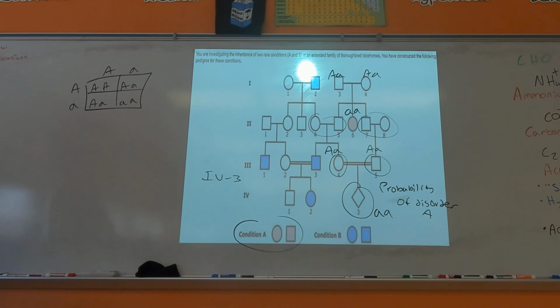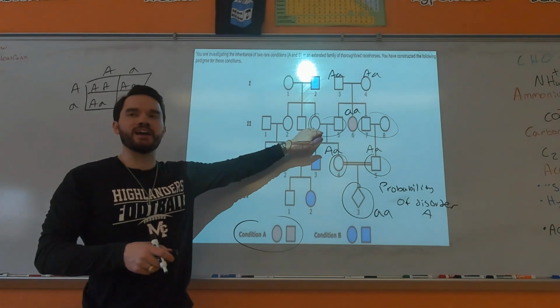Kind of working backwards. So if they don't have it, but then they have an offspring that does carry the recessive allele, what would that tell you about their genotypes? Go for it, Kabir. Yeah, at least one of them is heterozygous. So yeah, one of these parents has got to be a carrier for it.